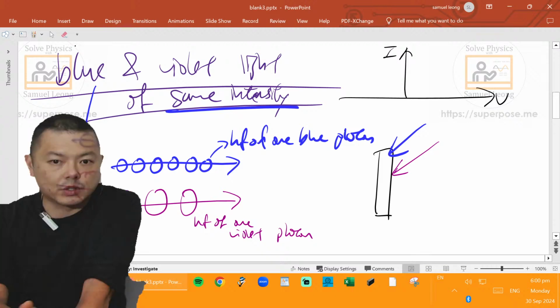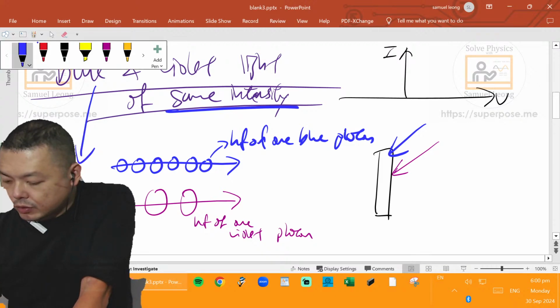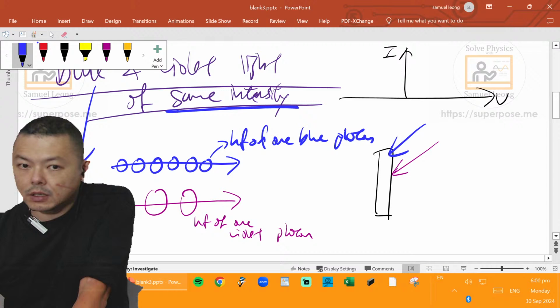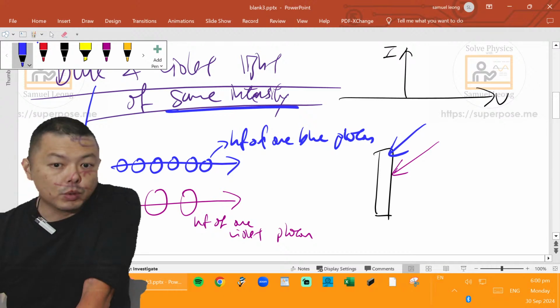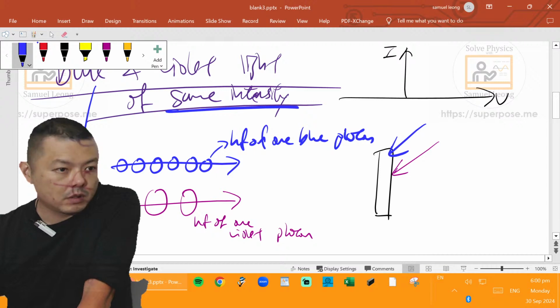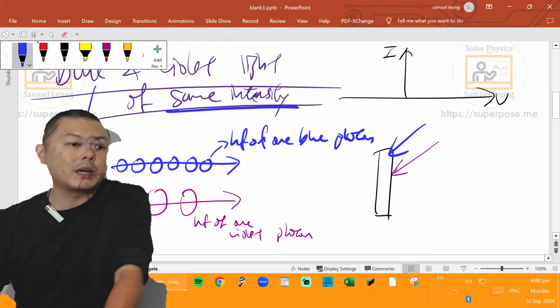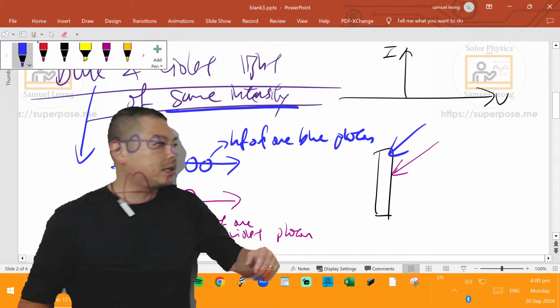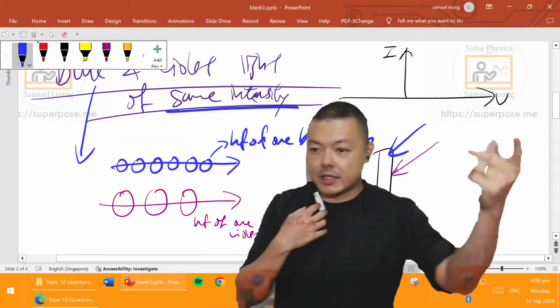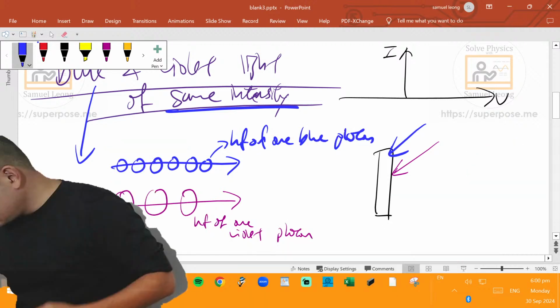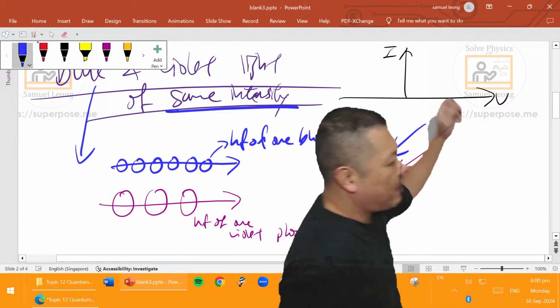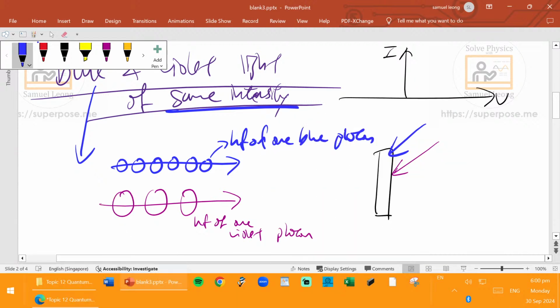So blue will be what? Tell me how to draw the blue one. Where do I start drawing the blue from? Why don't you draw it for me? You draw first, then I come and check your answer. Give me 2 minutes again, let me check on the guys outside. Draw the graph for blue and violet, the IV graph.